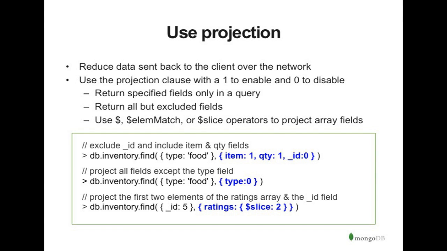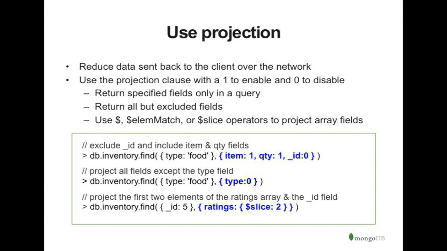And quantity 1, so these two fields I'm enabling them to be returned, and I'm suppressing the _ID field, which is always returned if it's not explicitly suppressed. So in here we are giving a 0 instruction to exclude the _ID in the result set. So this is an example of inclusion.